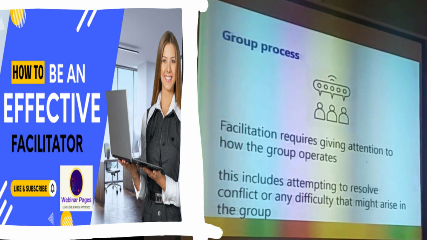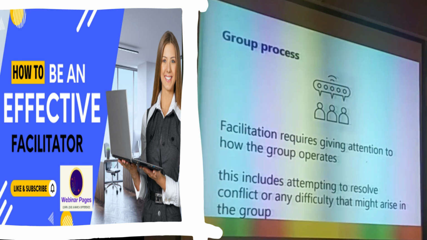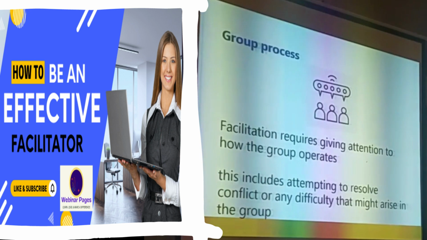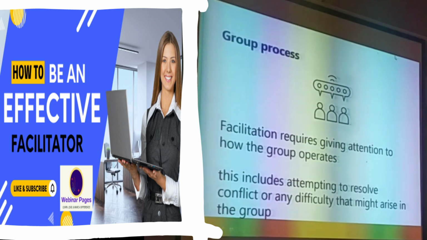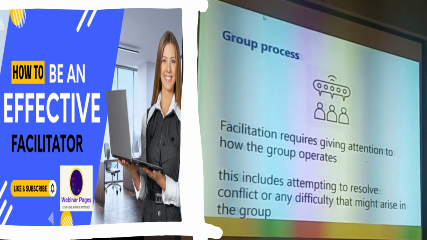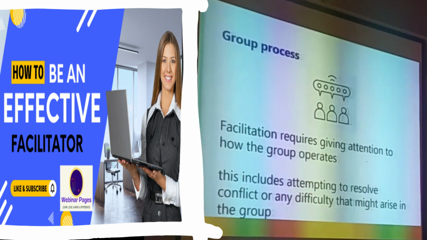And facilitation requires giving attention to how the group operates. That includes attempting to resolve conflict. So when there is a conflict between two participants, you either engage other participants, meaning we focus not on the person, but on the content, on the issues. Either we park the issue to be discussed later, or involve other participants in the discussion so that those two participants will not get personal. We focus more on the content, not on the personal aspect.